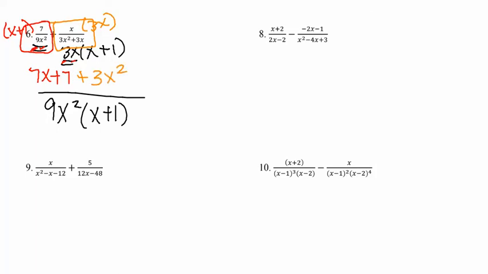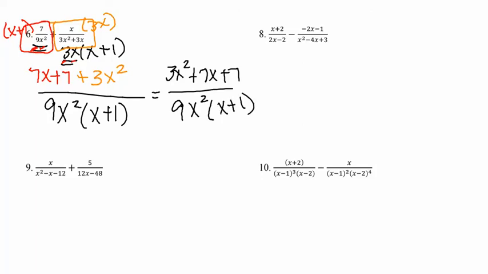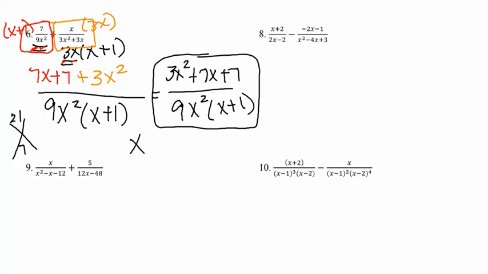So now, if I combine my terms, that's going to be 3x squared plus 7x plus 7 all over 9x squared times x plus 1. Here's where you now want to try to factor the numerator. There are 21 and 1, 7 and 3. There's no factors, so I'm done. So my domain restrictions would be 0 and negative 1.